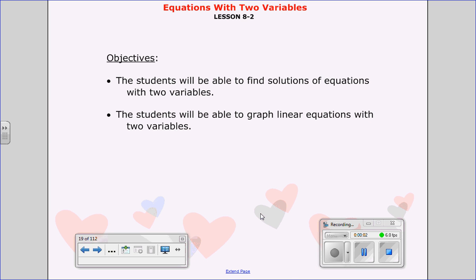Hello and welcome to Lesson 8-2 on equations with two variables. In tonight's lesson, we're going to be able to find solutions of equations that have two variables, and you will also be able to graph these equations that have two variables.